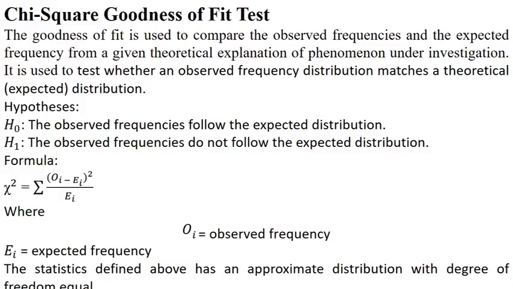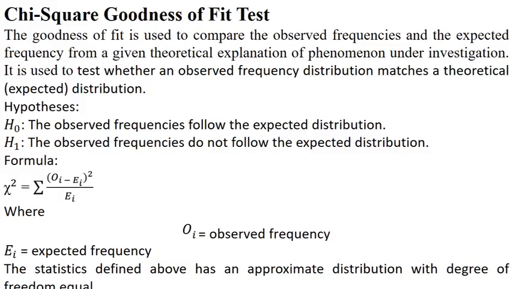The formula we use for chi-square goodness of fit is chi-square equals summation of O_i minus E_i all squared, all over E_i, where O_i is the observed frequency and E_i is the expected frequency. So the formula for chi-square is summation of (O_i minus E_i) squared over E_i.